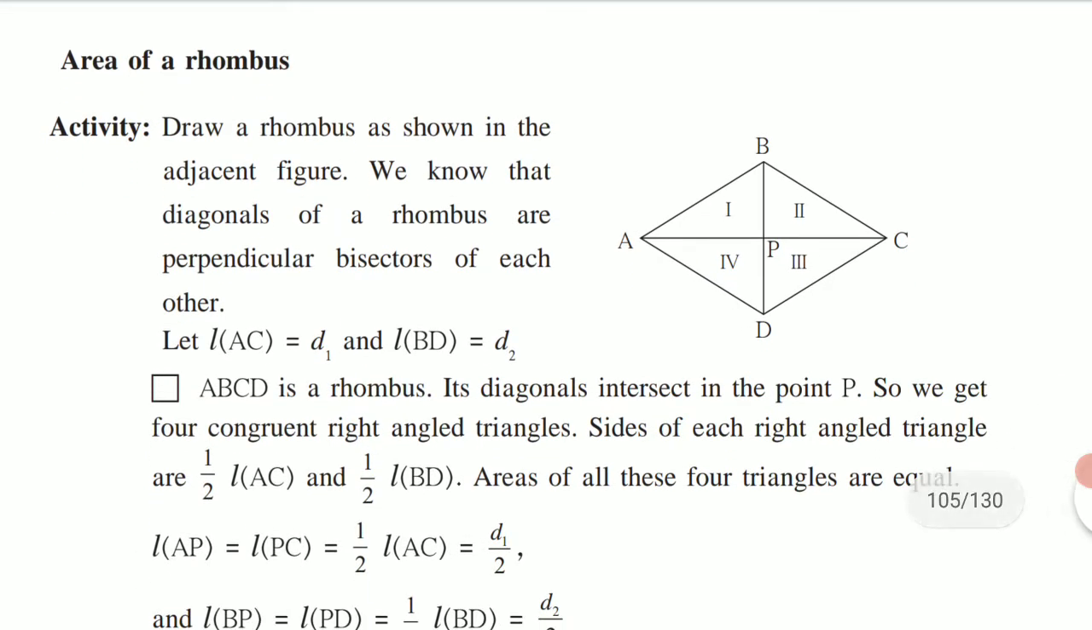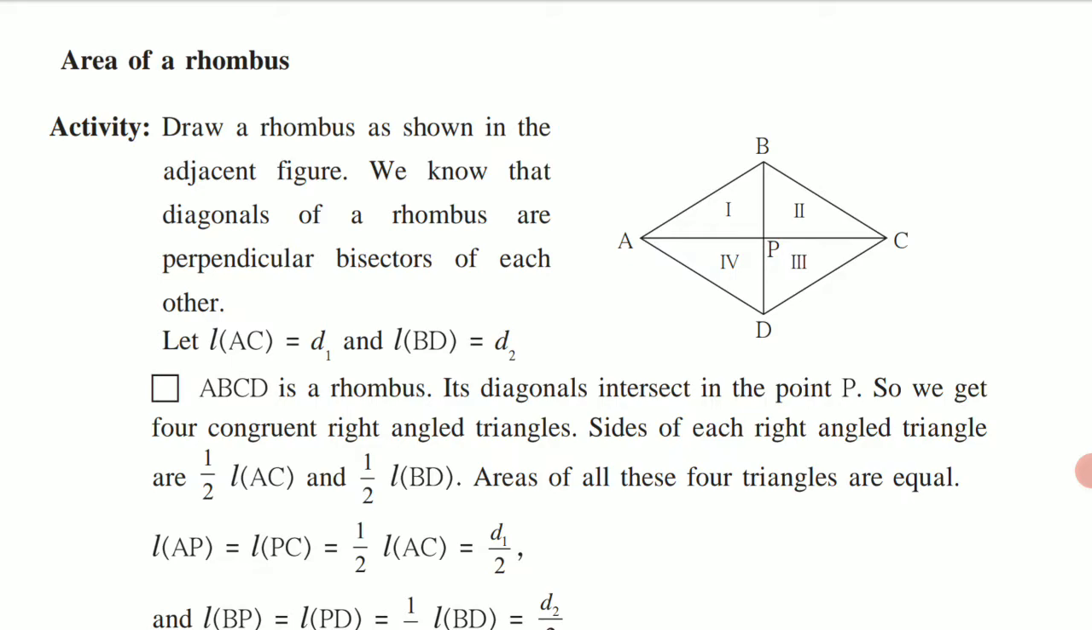Now next, area of rhombus. Draw a rhombus as shown in the adjacent figure. We know that diagonals of a rhombus are perpendicular bisectors of each other. Let length AC is equal to d1 and length BD is equal to d2. Rhombus ABCD, its diagonals intersect in the point P. So we get 4 congruent right angled triangles.